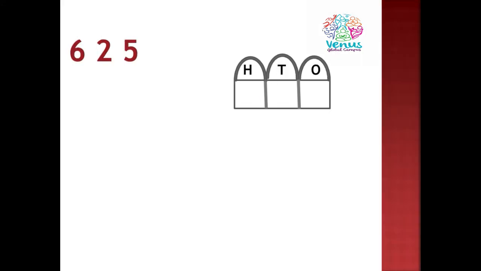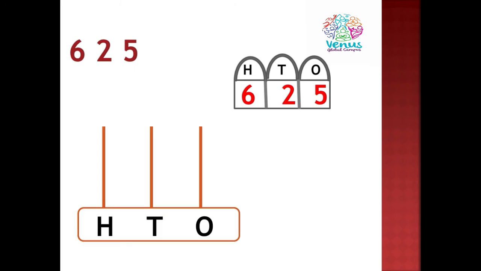Similarly, see here children, this number is 625. 6 is in the hundreds place, 2 is in the tens place, 5 is in the ones place. This number we have to represent on the abacus. See, what number is in the hundreds place? Yes, very good. 6. So we have to draw 6 beads in the hundreds place.